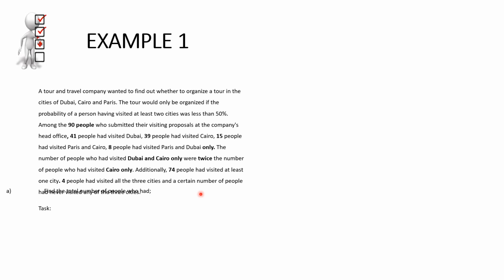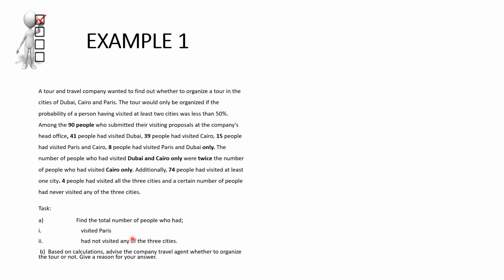So we have our task here which says: find the total number of people who had (1) visited Paris, and (2) not visited any of the 3 cities. Then part B says, based on the calculations, advise the company's travel agent whether to organize the tour or not. Give a reason for your answer.